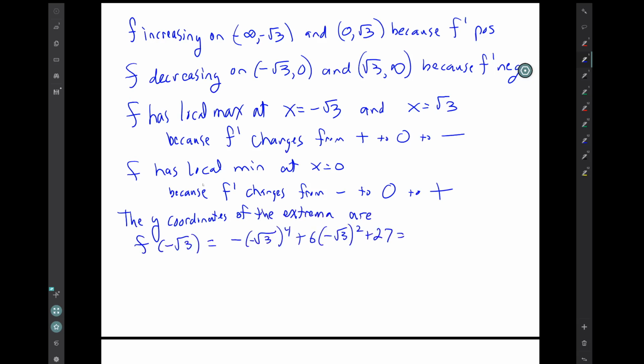So in computing f of negative square root of 3, we arrive at this calculation, which looks kind of scary. But let's look at this one. The negative square root of 3 squared is just 3. So this is going to be 6 times 3. Now, negative square root of 3 raised to the 4th power is just negative square root of 3 squared and then squared again. So that's just going to be 3 squared. That's going to be 9.